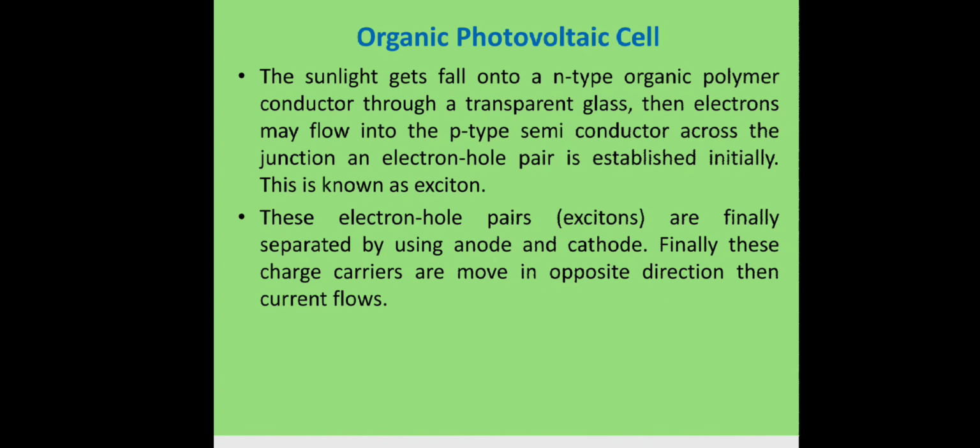The sunlight falls on the N-type organic polymer conductor through a transparent glass. The electrons may flow into the p-type semiconductor across the junction, and an electron hole pair is established initially. This is known as excitation. These electron hole pairs are finally separated by using the anode and cathode. Finally, these charge carriers move in opposite directions, then current flows.